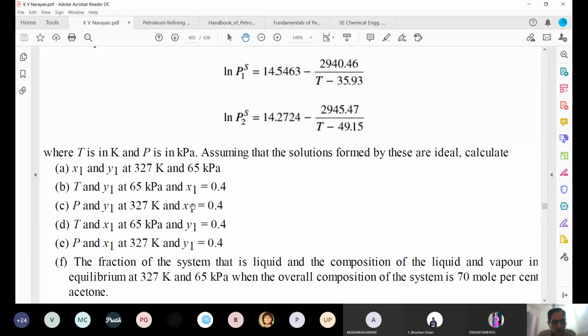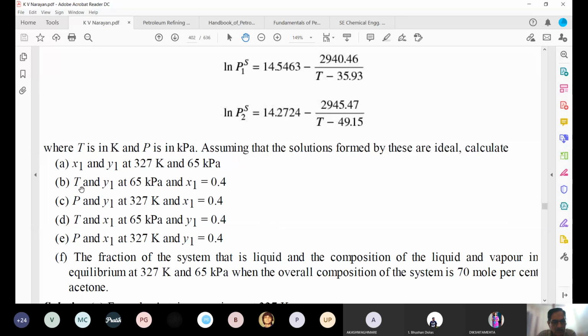So when liquid composition is given, you are finding vapor composition, that is bubble point. And vapor composition is given, and we are finding liquid composition. What is that? Dew point. This is bubble point. B and C is bubble point. D and E is dew point. Vapor is given. We have to find liquid composition. In one case it is temperature, in one case it is pressure.